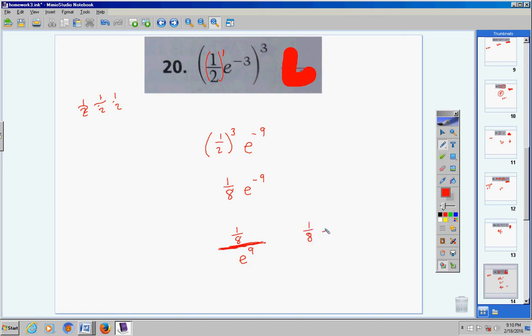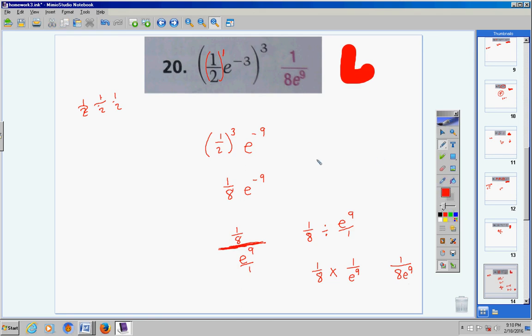1/8 divided by e to the 9th over 1. This is really over 1 right here. Correct. So now I really have 1/8. What do you do when you're dividing fractions? You multiply and flip it. So there we go. And now we're finished. 1 times 1 is 1. 8 times e to the 9th is 8 e to the 9th.